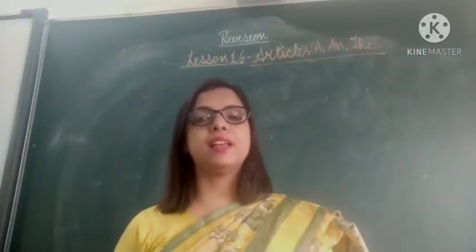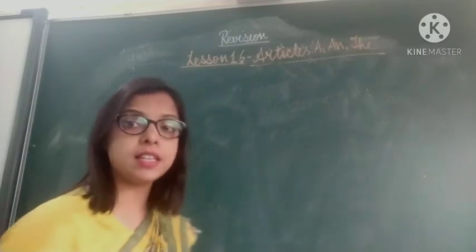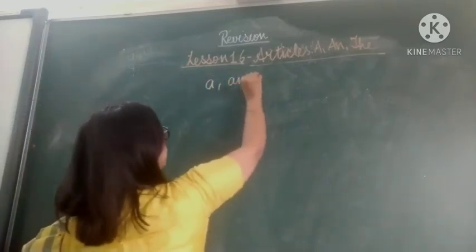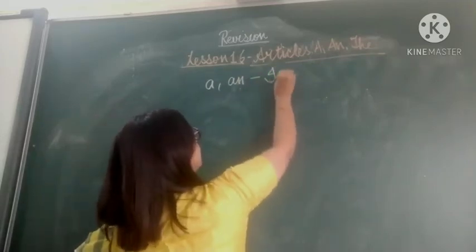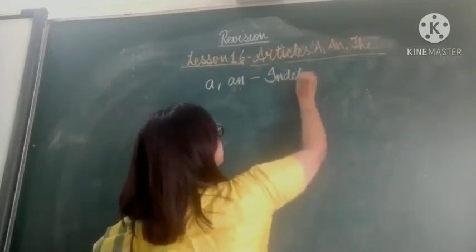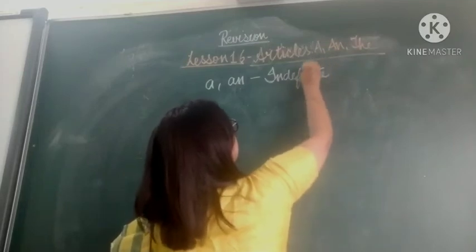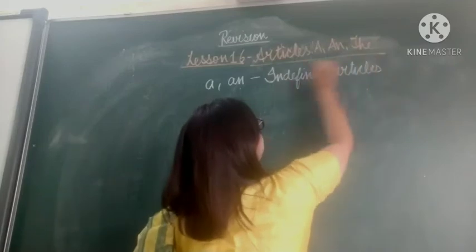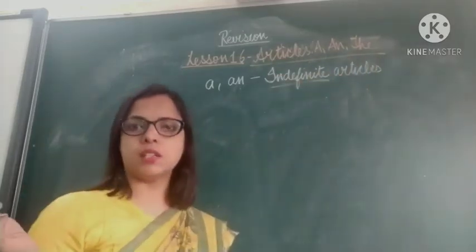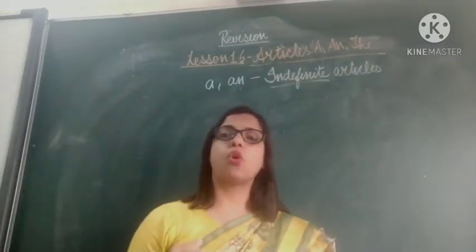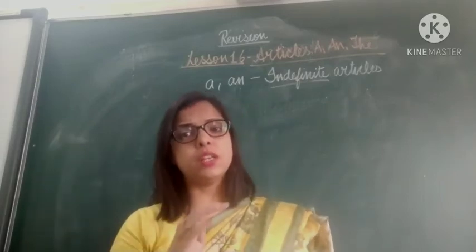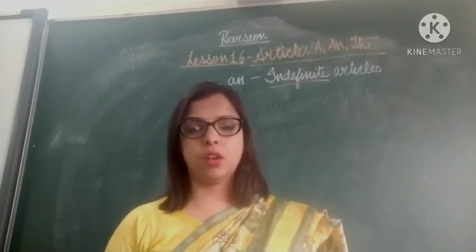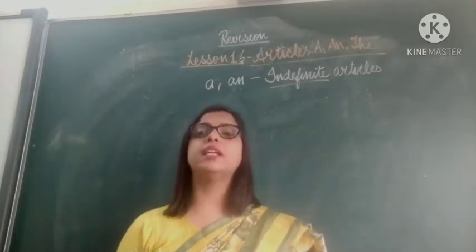Children, a and an are called indefinite articles. Why are they called indefinite? Indefinite means not certain, right? So a and an are called indefinite articles because they do not refer to any particular person, place or thing. Okay, that is why they are called indefinite articles.